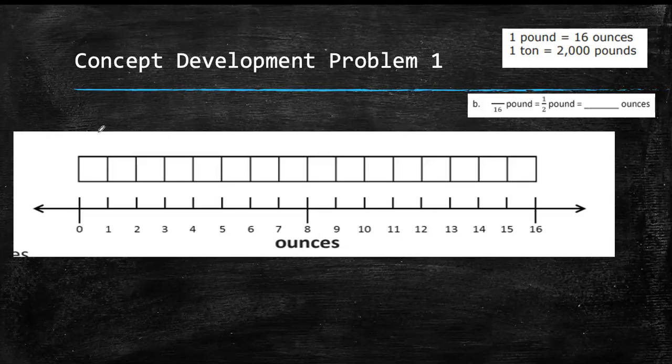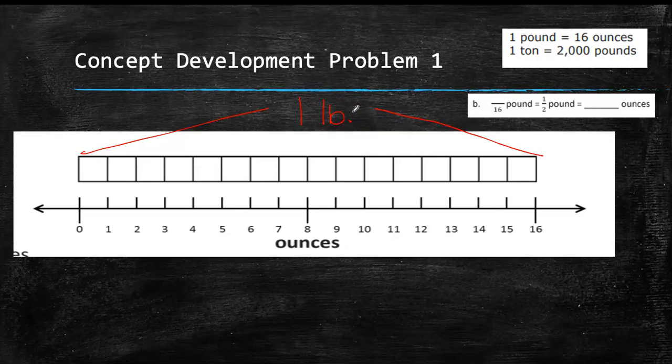Now, this one, I want to find out the number of ounces equal to 1/2 pound. But wait, I don't see any pound labels. I don't understand. Oh, that's right. 16 ounces equals a pound. So this tape diagram right here equals my 1 full pound. And remember, LB is the abbreviation for pound.